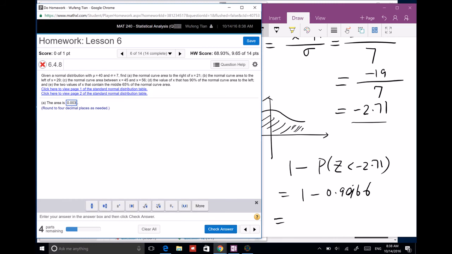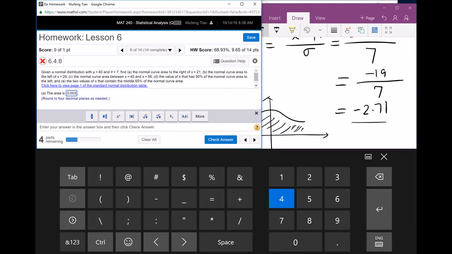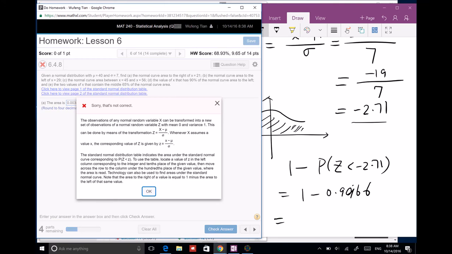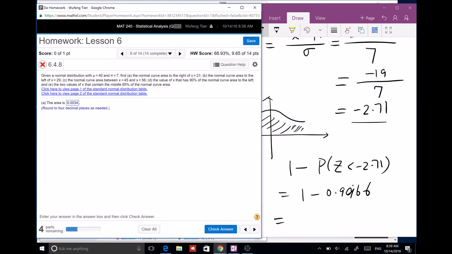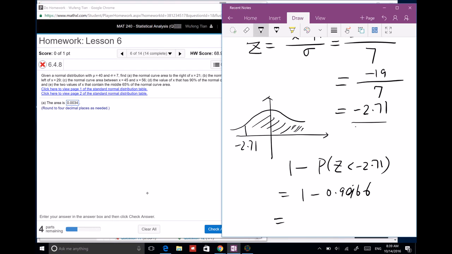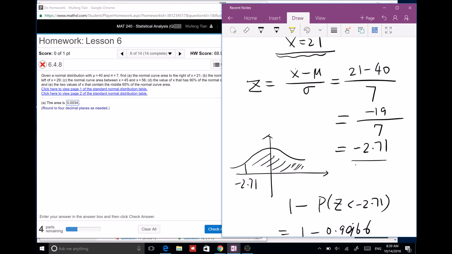Why? Where is the 4? I have the 4. Wait. Okay. So find the area to the right of x equals 21. Okay, let me check it again. 21 minus 40 divided by 7. The normal curve area to the right of x equals 21. So 21. Oh, to the right. Sorry, my bad.